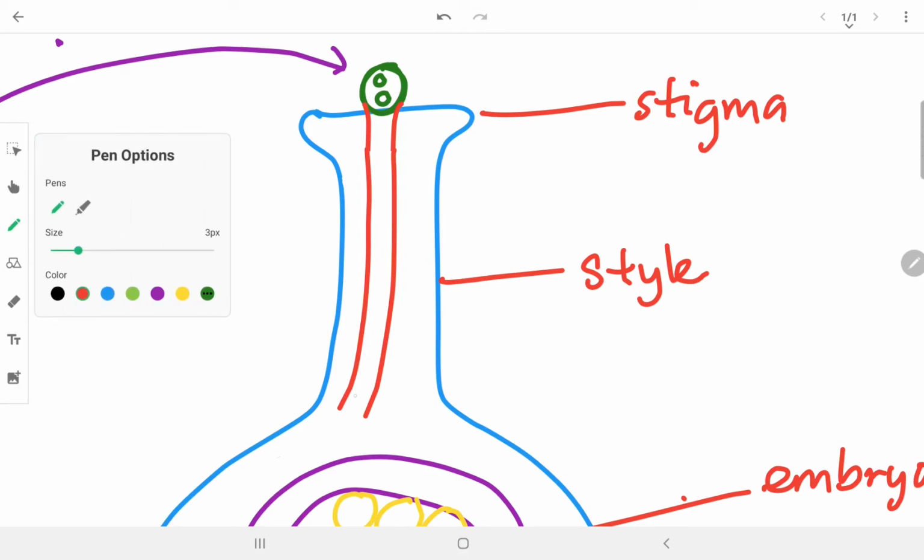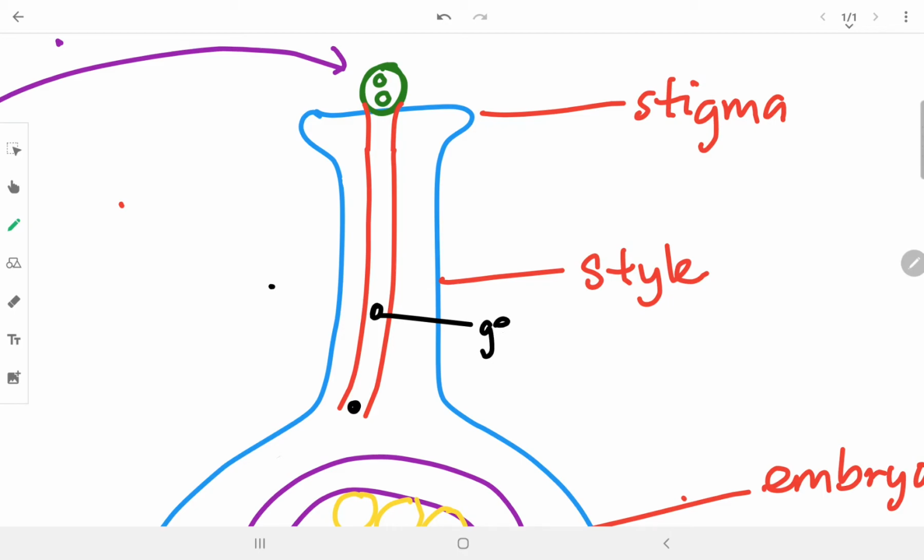Tube nucleus will position itself. Tube cell will position itself at the tip of the pollen tube, while di belakangnya di sini menyusul generative cell.